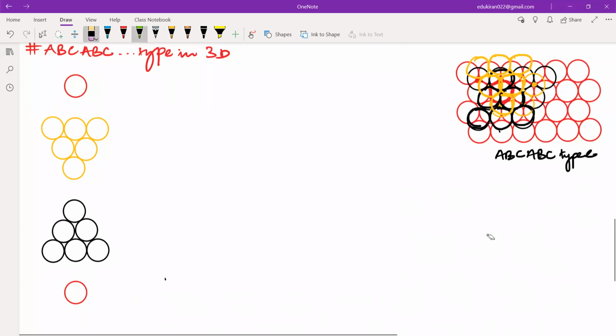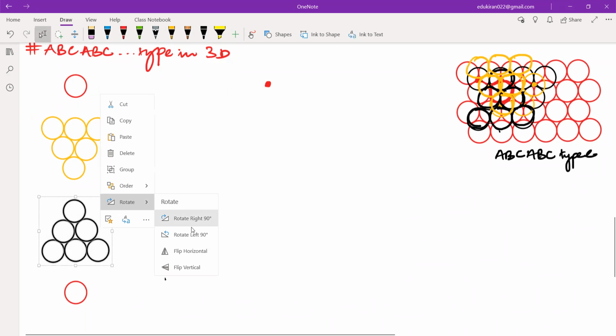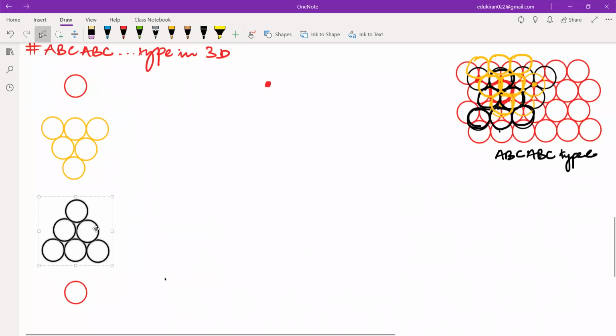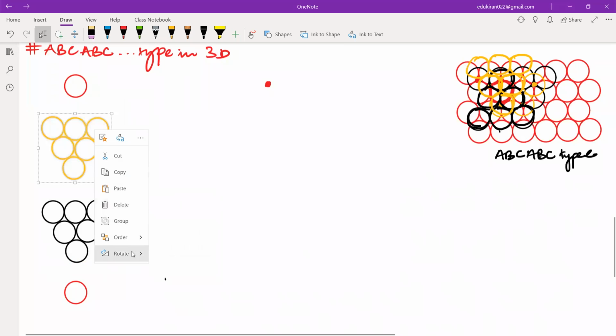So let me start. Let me draw the red one here first of all. So this is the red one. I think I might need more space, so let me write it here. Then we have the 3 yellow ones. Oh, wait a second. I think these will be like this. Wait a second. Sorry. They will be in opposite direction, but they will be facing this manner.